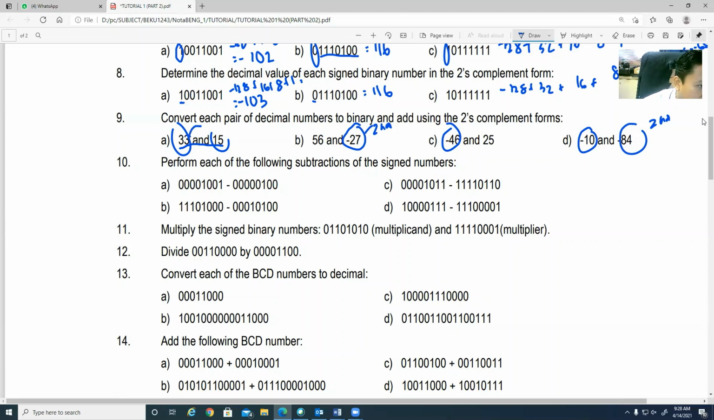First you have to convert into binary, then add both. But this one we have 56 plus negative 37, so this negative we have to convert into the second complement. The first step is to convert 56 into binary.